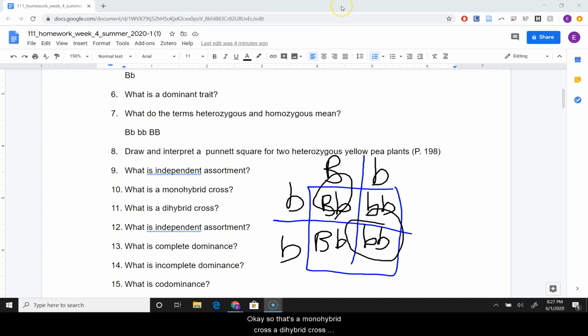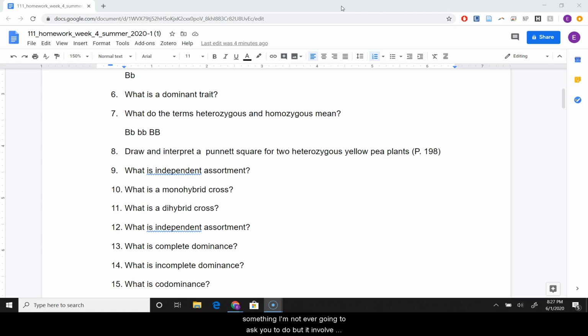A dihybrid cross, something I'm never going to ask you to do, involves doing a Punnett square of two different traits. It's not any more complicated, it's just a little bit bigger. I'm not going to try to do one here because it'd be super ham-fisted. Be very clear about that: a dihybrid cross is two different traits on a Punnett square.